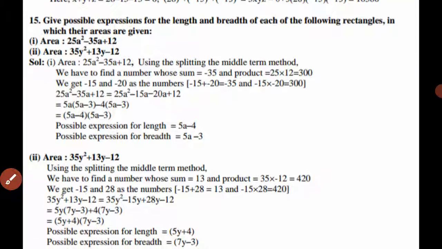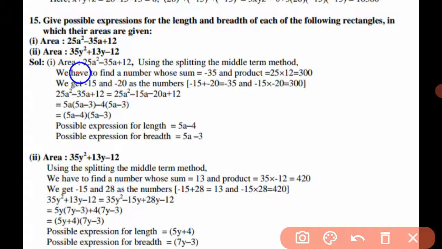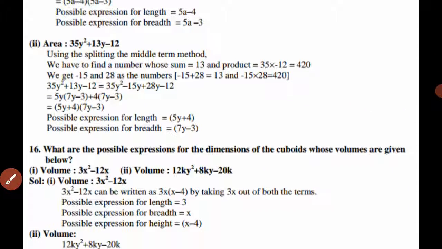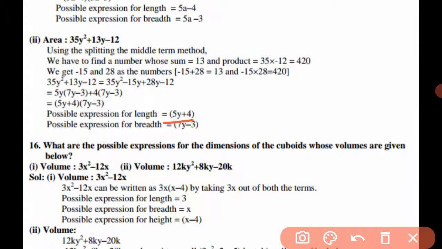Now in question number 15, find possible expressions for the length and breadth of each of the following rectangles. So in this, if the area is equal to 25a² − 35a + 12, so by splitting the middle term we can find its value. So its value will be equal to this, here (5a − 4) and (5a − 3). So here possible length and breadth are in this form. Similarly, the second part is also the same, so you can try this second part also.